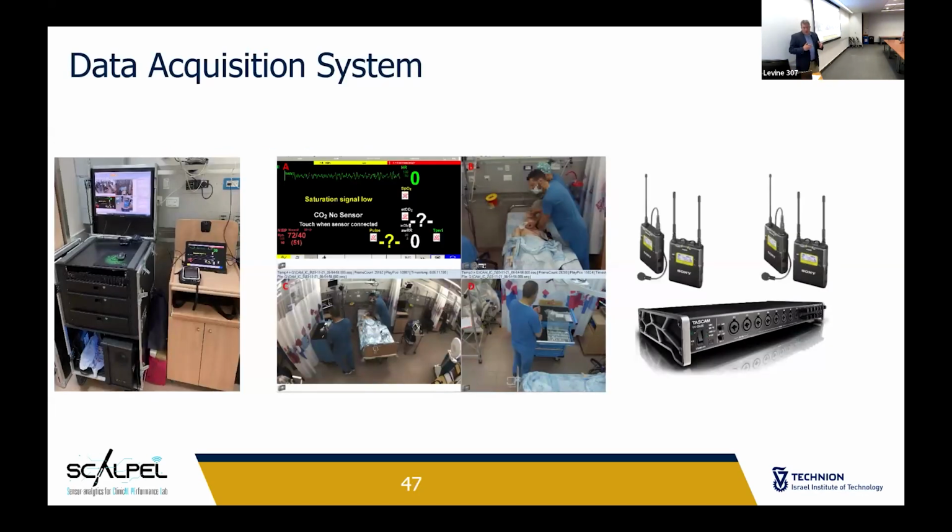And this is our data collection setup and the pipeline we have. We set it up in the hospital. Later on, we have simulation centers, and we have several camera angles from which we take videos of them. We also capture the patient monitor. In addition, we put a microphone on each participant, so we can record what they're saying.